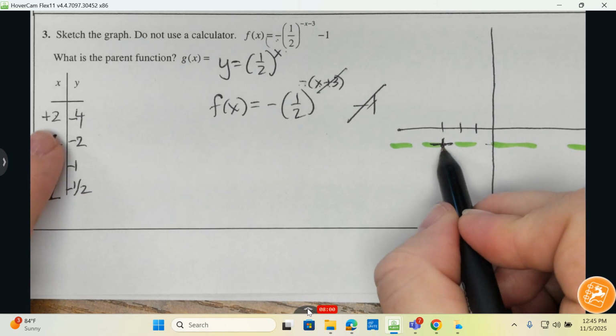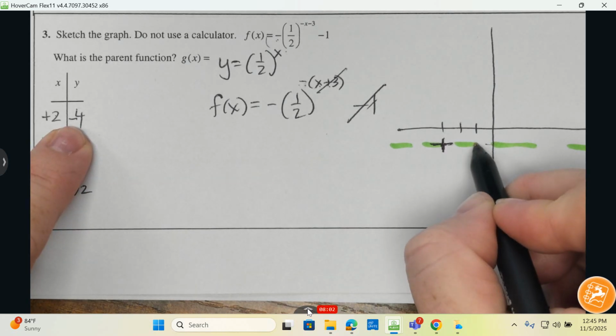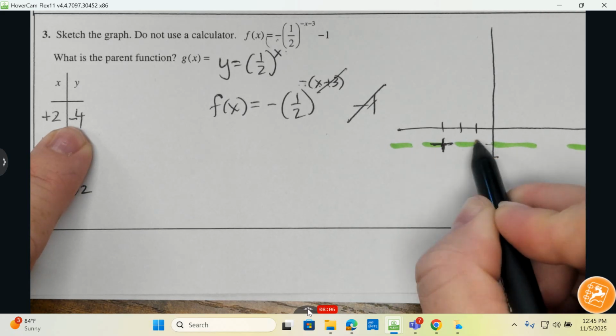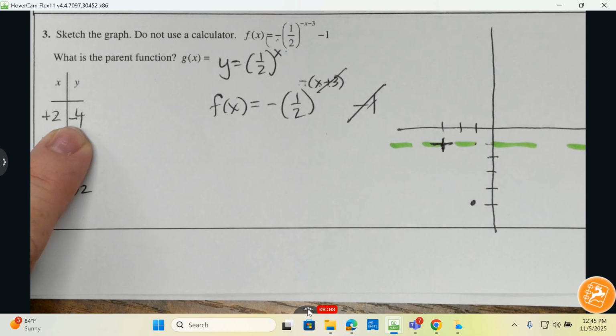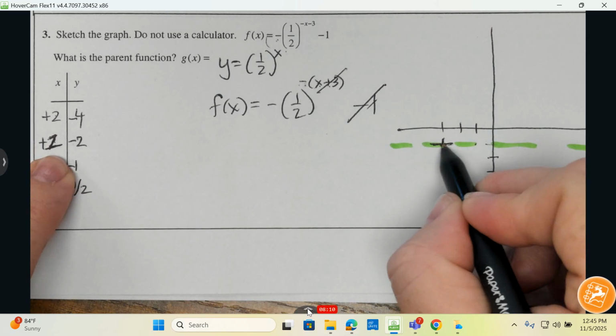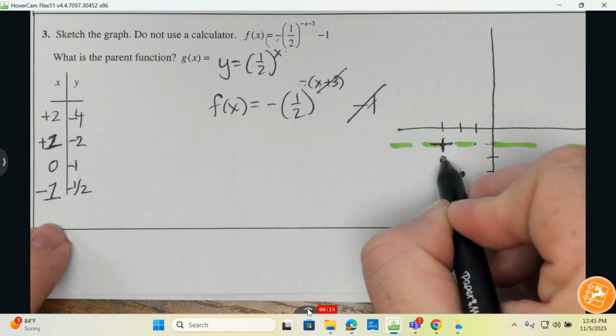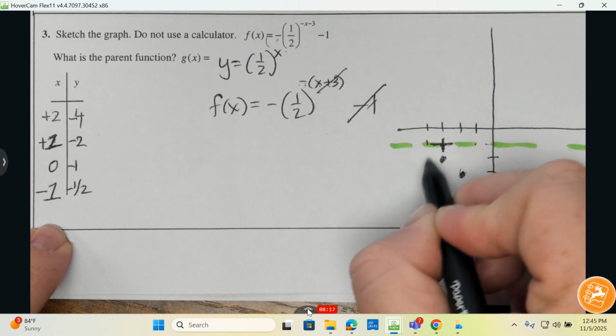Now from here, I'm going to go 2 to the right and down 4. 2 to the right and down 4. 1, 2, 3, 4. Then 1 to the right and down 2. 1 to the right and down 2. 0, negative 1, and negative 1, and negative 1/2.